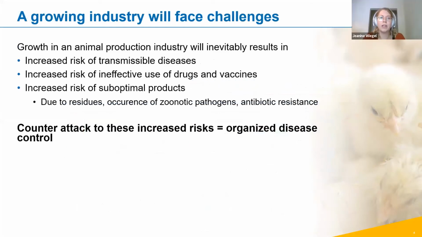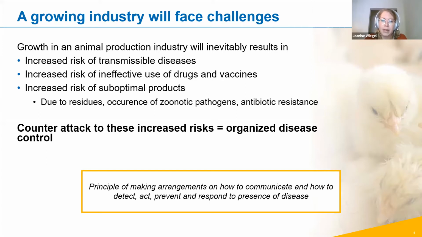And every growth in an animal production industry will inevitably result in an increased risk of transmissible diseases, of ineffective use of drugs and vaccines, and of suboptimal products. And those products can be due to residues or zoonotic pathogens or even antibiotic resistance. And a counterattack to those increased risks we view is organized disease control. So that's why we organized this seminar together with NABC.